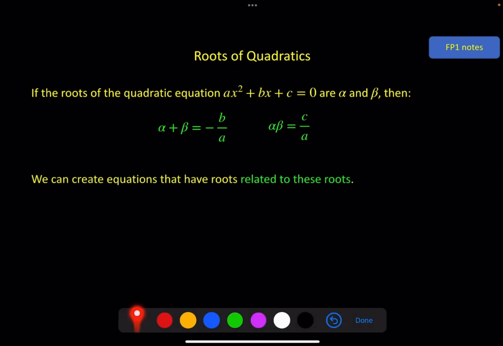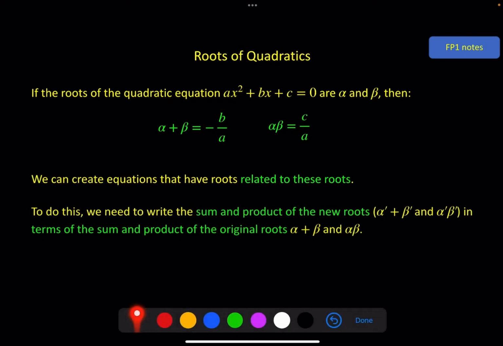We can create equations that have roots related to these two roots. And to do that, you need to be able to write the sum and the product of the new roots in terms of the sum and the product of the two roots that you know. That will be the majority of the work, and it might involve a fair bit of algebra.